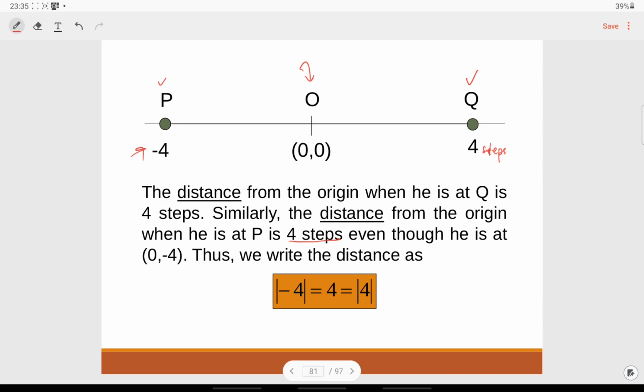Okay, the same distance, whether he goes to the right or left, he has the same distance, which is 4. Thus we write the distance in the following form. We enclose the value by using this straight horizontal line. So we have the case of absolute value. The absolute value of negative 4 equals 4. The absolute value of 4 also equals 4. So we use absolute value to represent the magnitude or the distance, which is always positive.